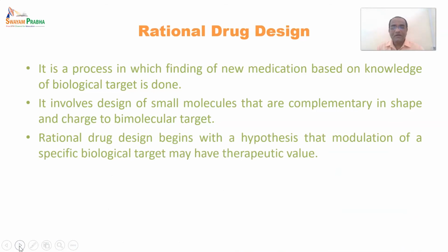Rational drug design begins with the hypothesis that modulation of a specific biological target may have therapeutic value. It is based on the hypothesis that targeting the biological activity of a specific organ induces a therapeutic value later on. By targeting that biological target, one can stop the activity over there, or improve the activity over there, due to which the therapeutic value of a drug improves.